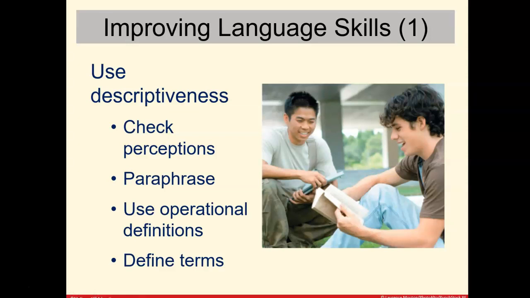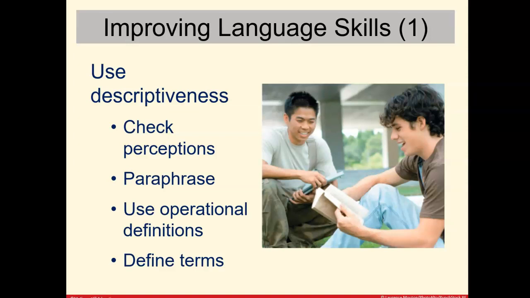So how do we go about improving our language skills? Well, one way that we could improve our language skills is by using descriptives. Descriptiveness is the practice of describing observed behavior or phenomena instead of offering personal reactions or judgments. You can be descriptive in different ways: by checking your perceptions, by paraphrasing, and by using operational definitions.